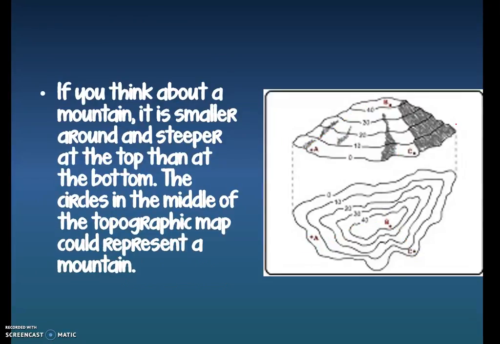So just a few more notes. If you think about a mountain, and look at this picture, it's smaller and steeper at the top than at the bottom. So the circles at the top of the map are going to get smaller, and possibly closer together depending on the mountain, to show that it is smaller and steeper at the top.